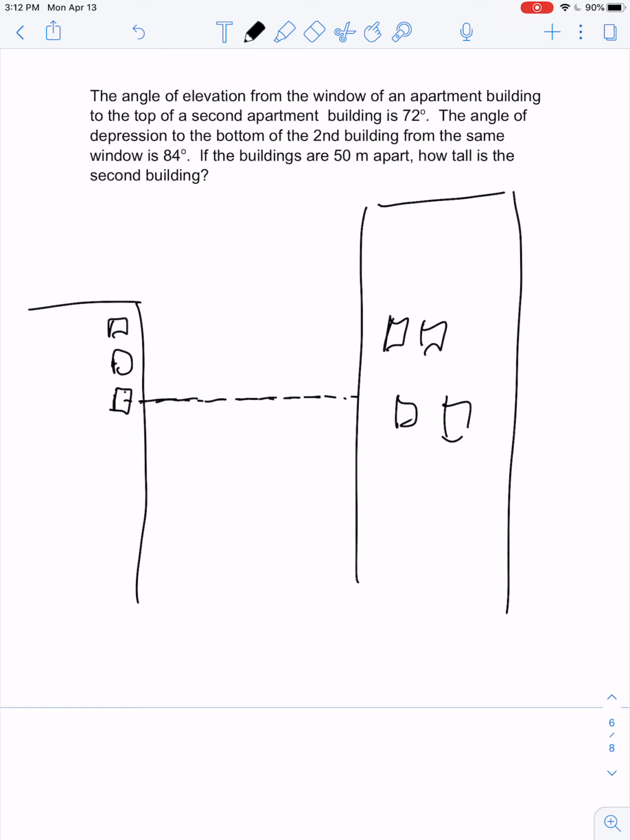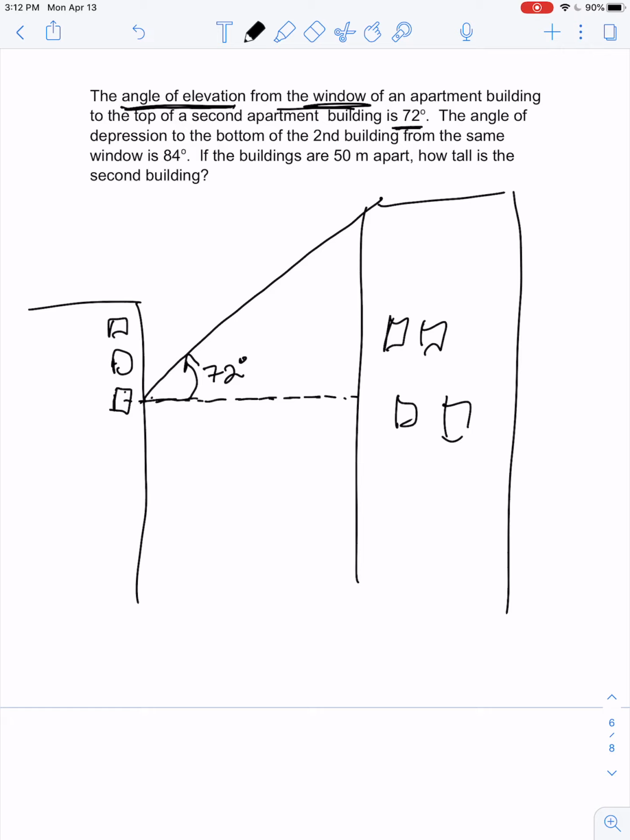It says the angle of elevation from some window, doesn't matter what window, to the top of a second apartment building is 72 degrees. Now this diagram is not going to be to scale, I'll tell you that right now. So to the top from that window up, that is 72 degrees.